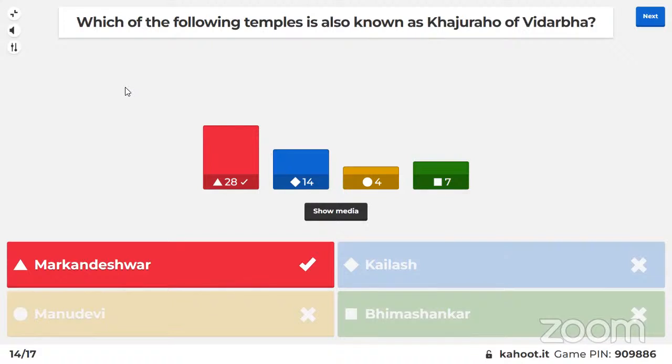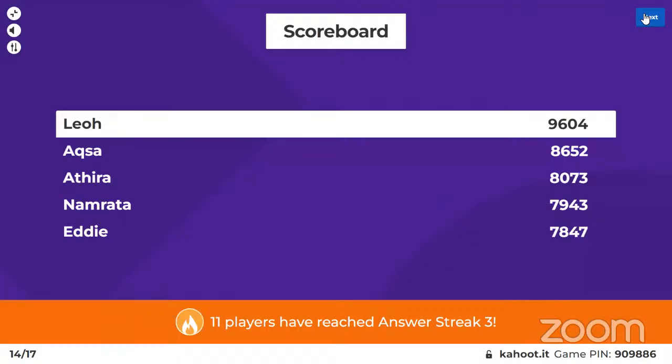Is there any change in the leaderboard? Let's take a look at the leaderboard, where exactly everyone is standing. Let's see what the podium is like now. There's been a slight change. Devapriya comes up with 8,006 points. Devapriya has managed to reach the podium at position number 5. Meanwhile, the rest, Leo, Aqsa, Athira, and Namrata, remain there at the top 4. And Leo has touched 5 digits. That is 10,000 points for Leo.